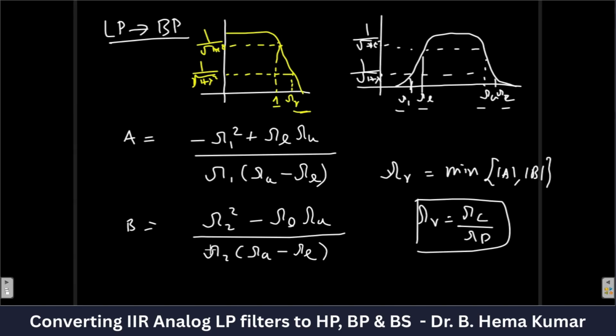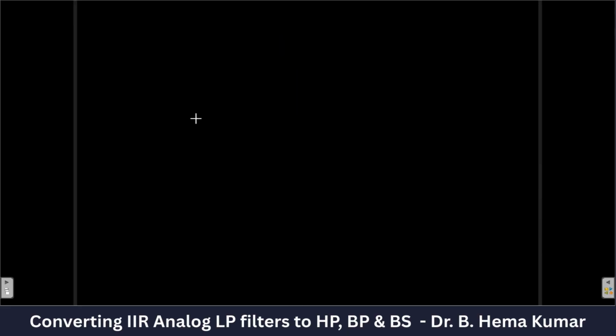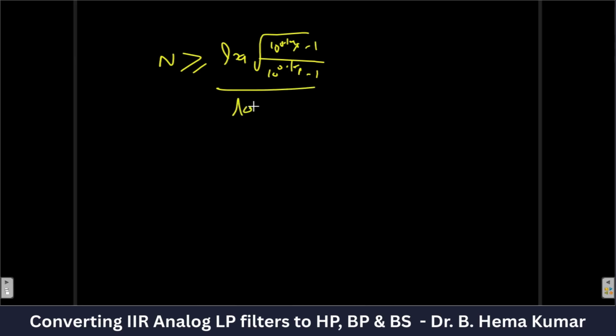You remember, you will be finding the order of the filter in either Butterworth or Chebyshev. You will be giving it as log of square root of 10 power 0.1 alpha s minus 1 by 10 power 0.1 alpha p minus 1, divided by log of omega c by omega p. If it is Chebyshev, this log will be replaced by cos inverse. In both the formulas we'll be using this omega c by omega p. So wherever you have omega c by omega p, you have to replace it by omega r.